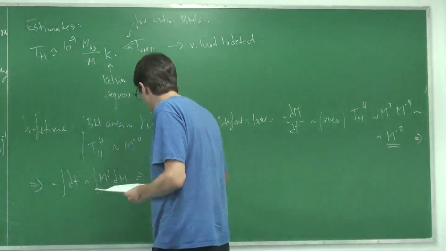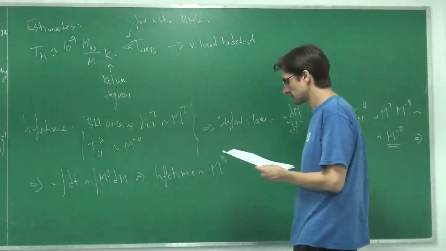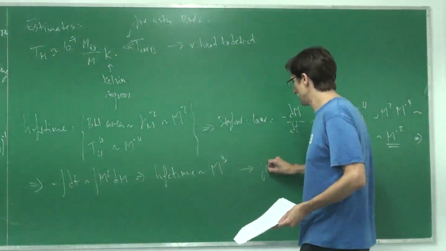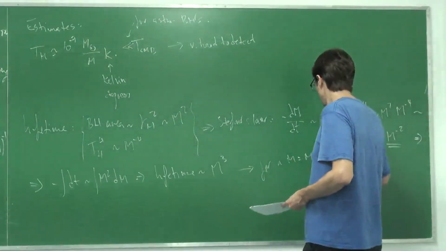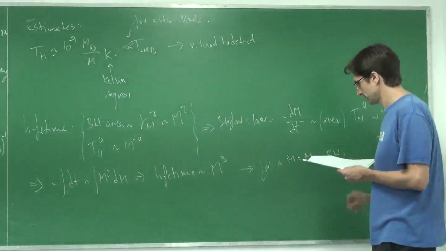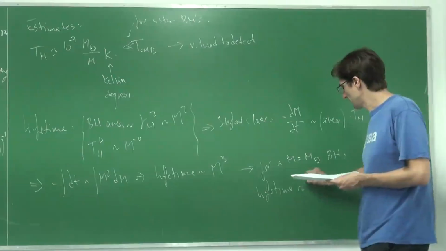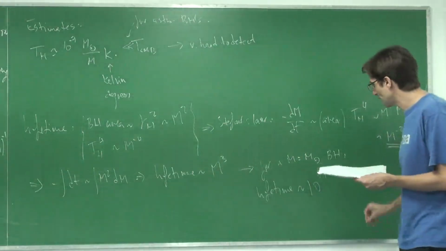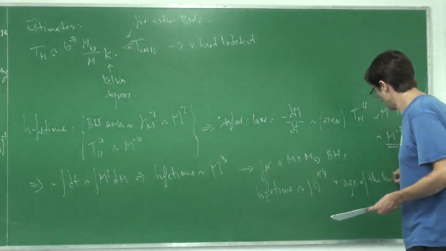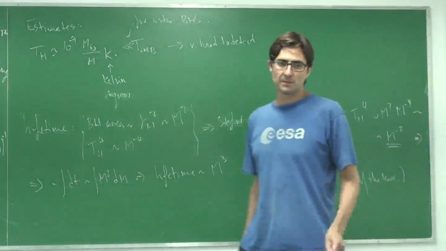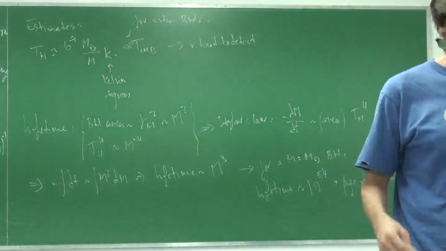So the lifetime just goes like m cubed. And then you restore the units. And so for a black hole of the mass of the sun, the lifetime is a lot larger than the age of the universe. So 10 to the 54 times the age of the universe. So it's going to take a while for them to evaporate via the emission of Hawking radiation.